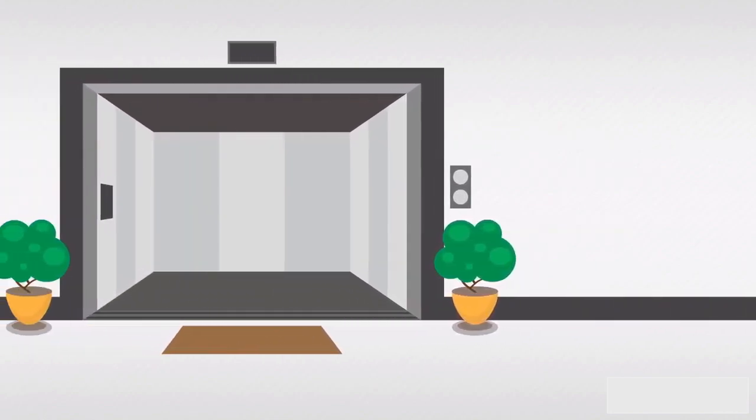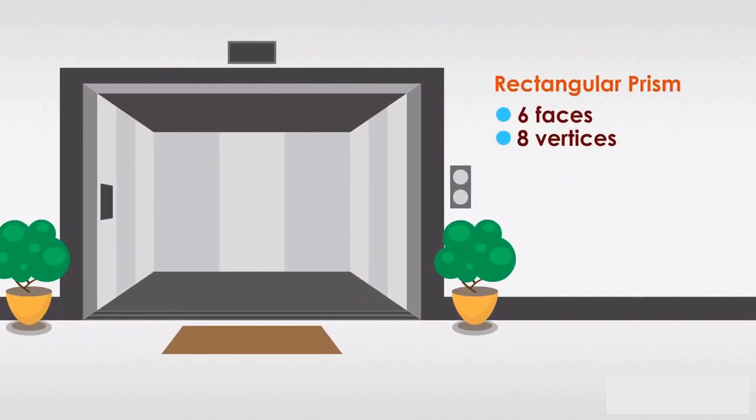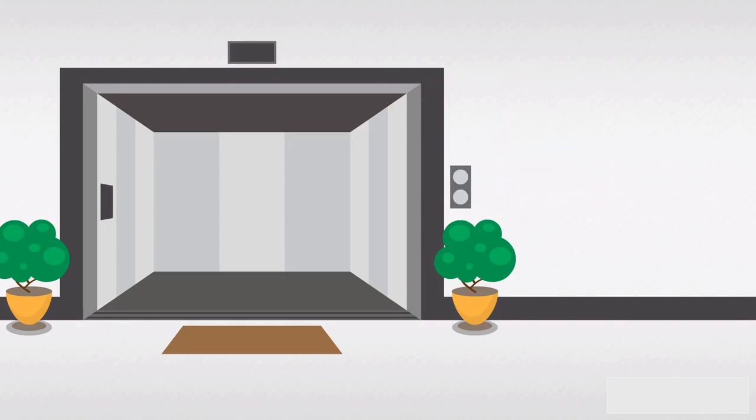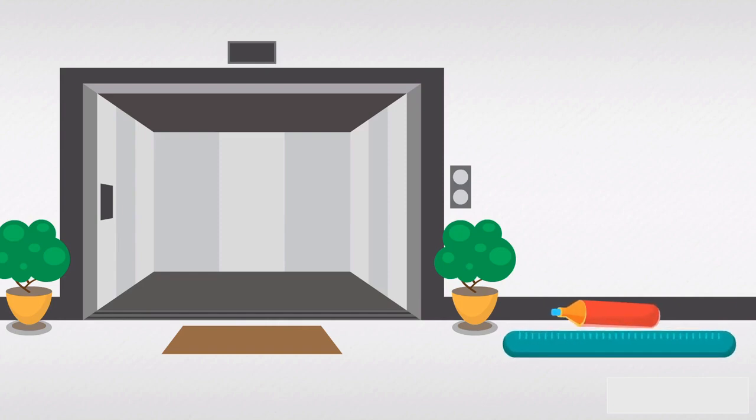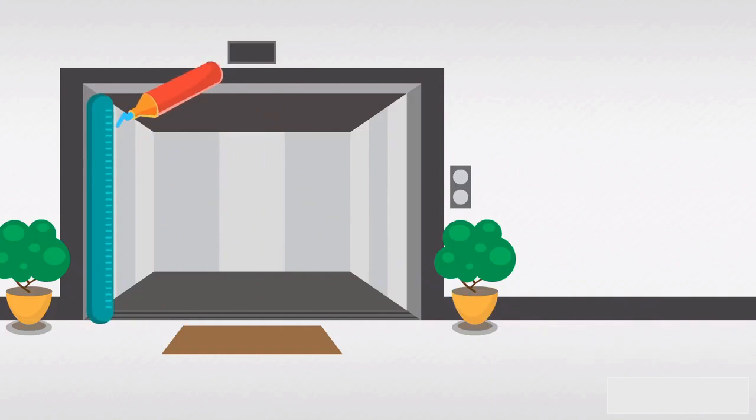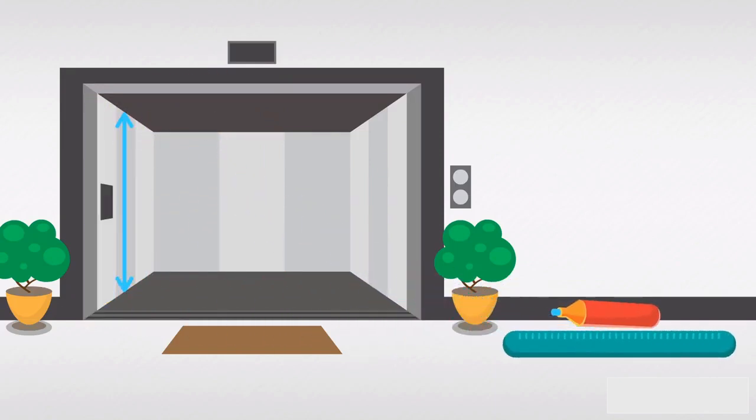Please step into our imaginary geometry elevator. An elevator is a rectangle prism. 6 faces, 8 vertices, 12 edges, and so on. The inside walls are all dry erase boards, and you happen to have a dry erase marker and a straight edge in your hands. So you draw a line on the side wall of the elevator, stretching from the top of the elevator car to the floor, complete with arrowheads.